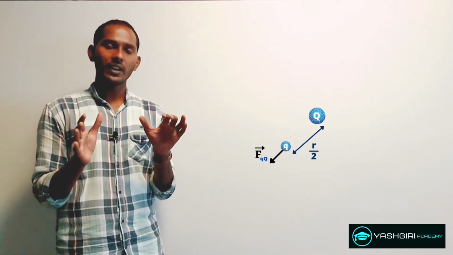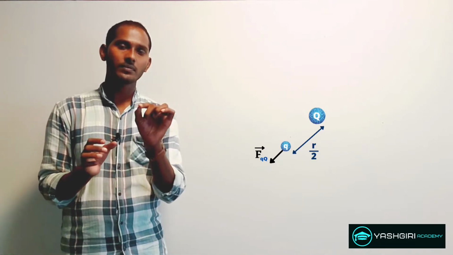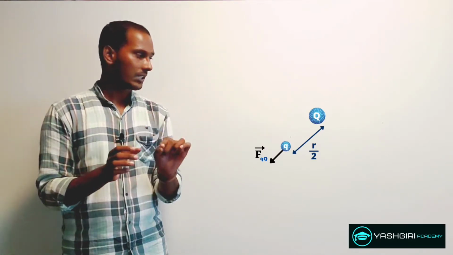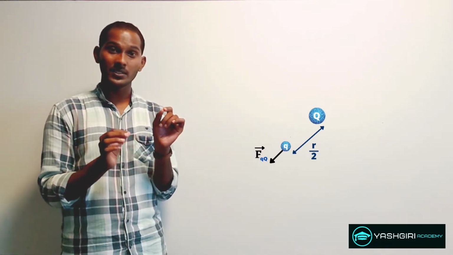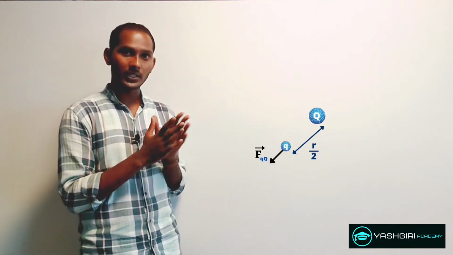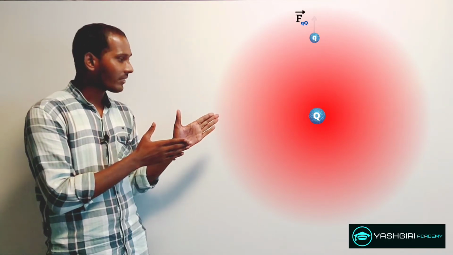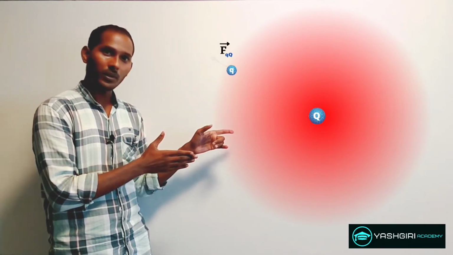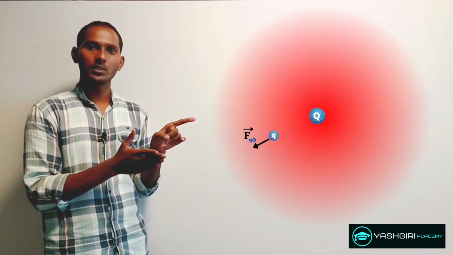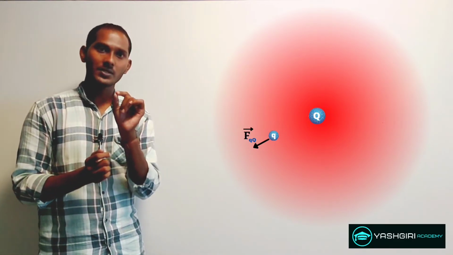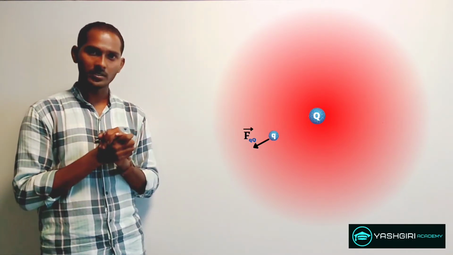Or in general, if I want to show the strength of the force that a charge small q will experience due to a charge capital Q, I can show it something like this. Now, when I see this, I can easily say that the strength of the force on the charge small q is inversely proportional to the square of the distance of separation between these two charges.